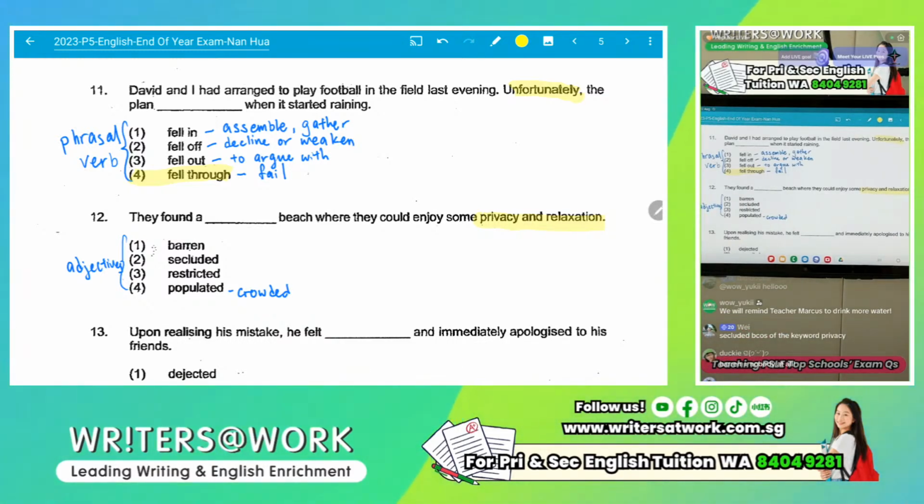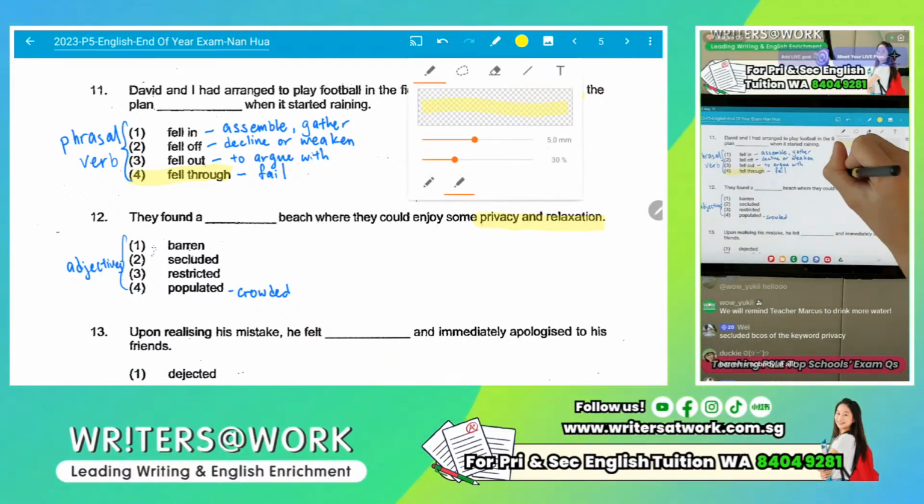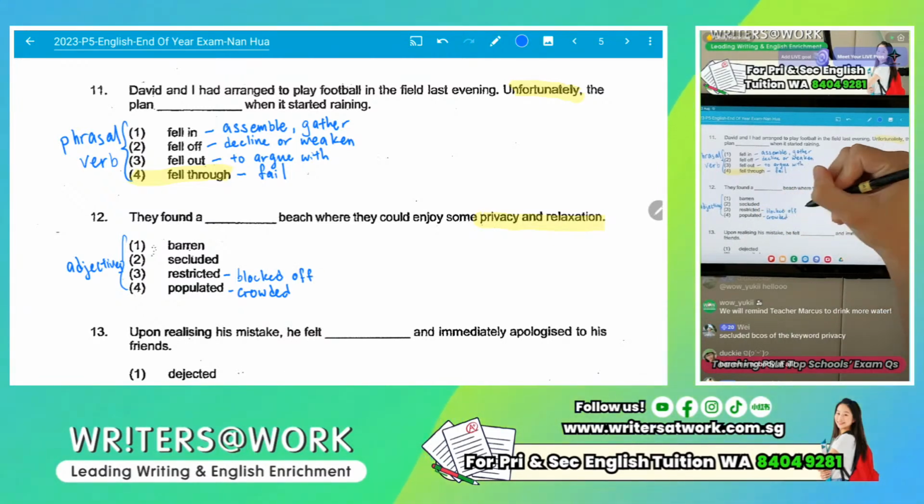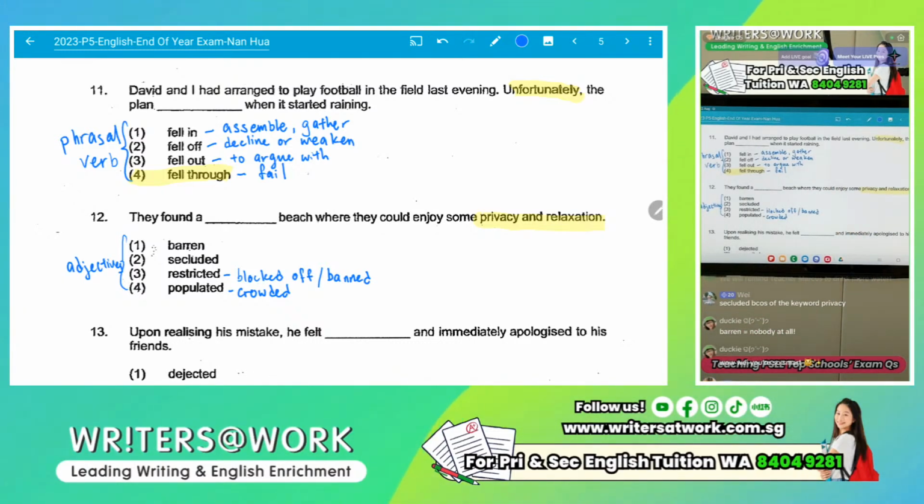How about barren, secluded, and restricted? Something that is restricted is something that is blocked off or banned. For example, if you are traveling into Singapore, there are restricted items that cannot be brought into Singapore, right? So restricted items are banned items. In this case, is this beach restricted? Hopefully not. If it's restricted, that means they are breaking the law by trespassing onto the beach. So this isn't quite the meaning of the sentence over here.